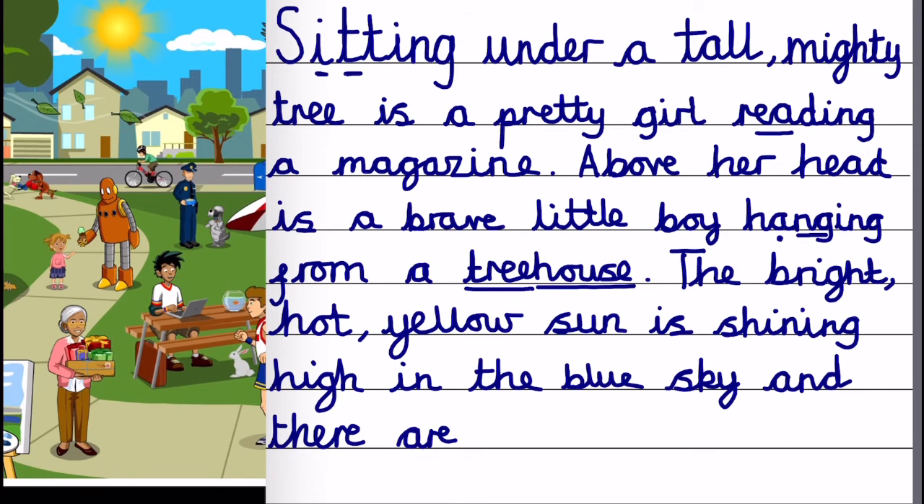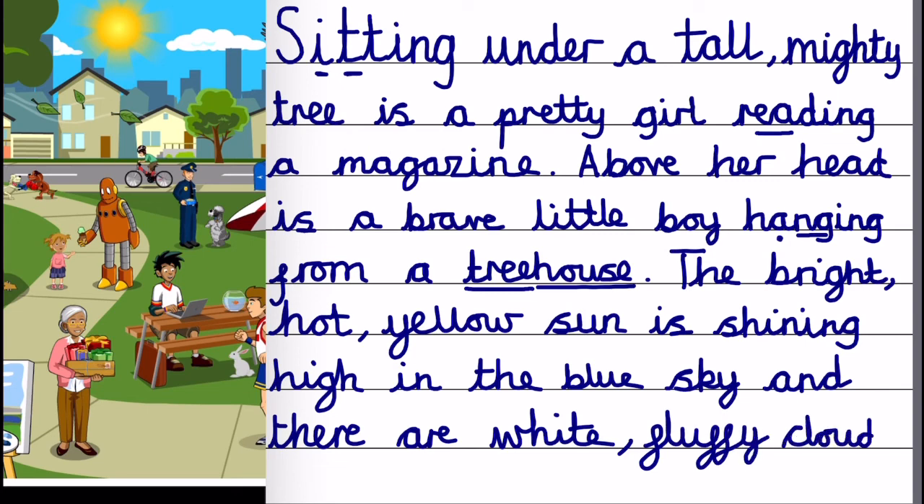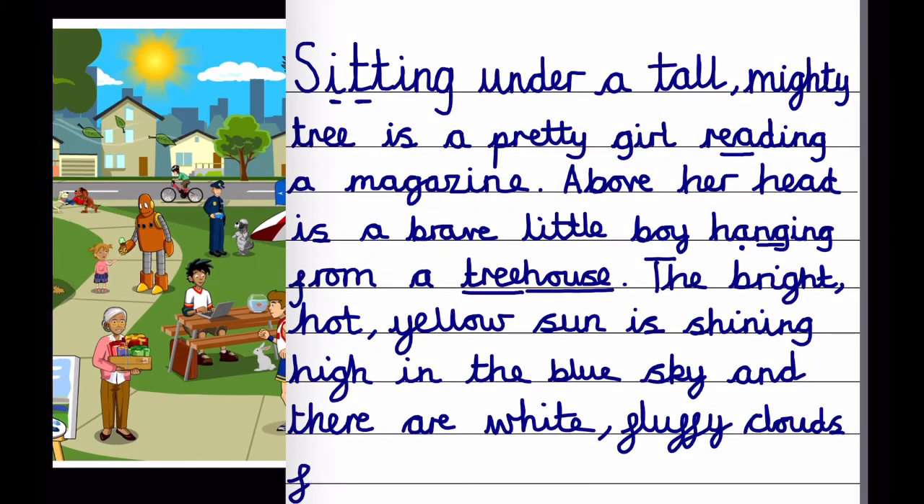Fantastic ideas, year two. There are white, comma, fluffy clouds, and the clouds are floating. So there's my verb float. So what's the rule for adding ing onto float? Well, we've got one long vowel sound and one consonant. So what do we need to do? Yes, we just add ing. Floating in the sky.